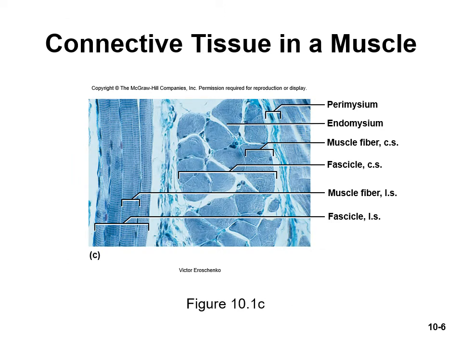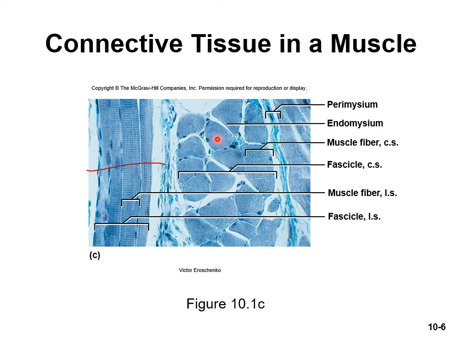Looking at a slide of the connective tissue in the muscle. So over here you have a longitudinal section of the muscle. So this here is one cell, one muscle cell. This is another muscle cell. Notice that you can see the striations inside the cell. And this is a cross section of the cell. So if you were to cut these cells here and look at it, it would look like this.